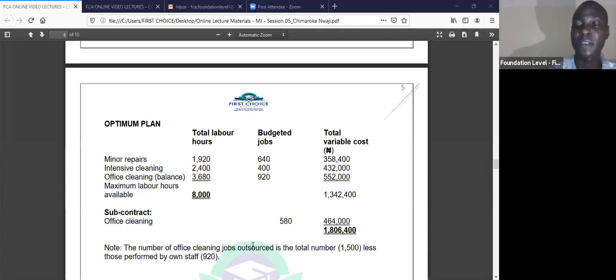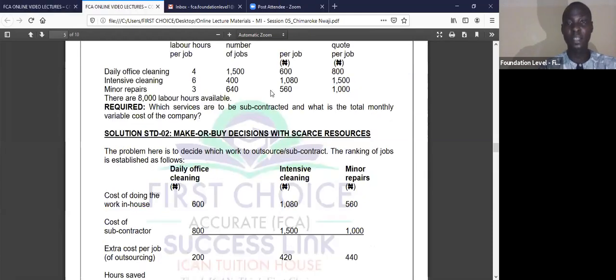So when we add 552,000 plus 432,000 plus 358,400 for just in-house, you are spending a variable cost of 1,342,400. But you have not succeeded in supplying everything, because this one is 920. Meanwhile, you are supposed to do how many? 1,500.